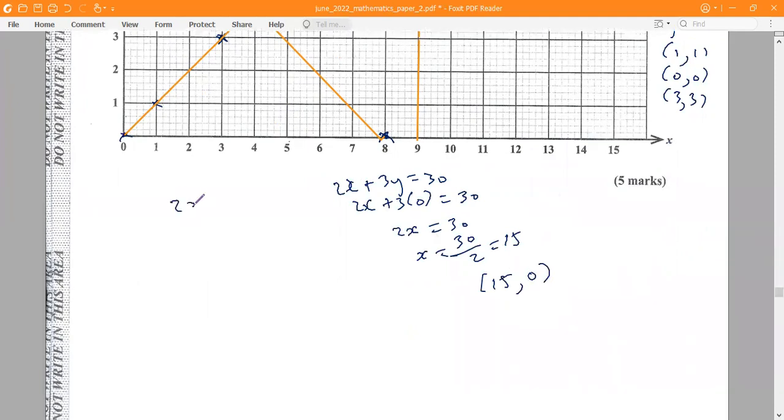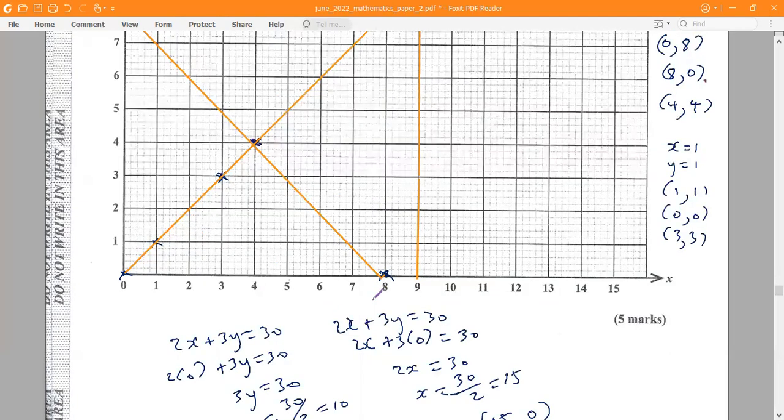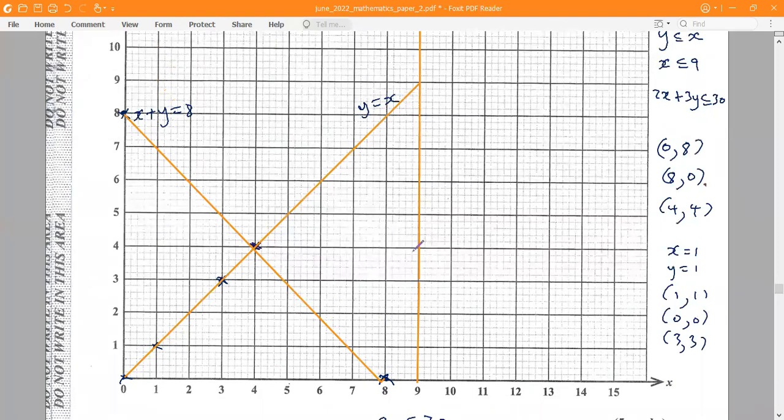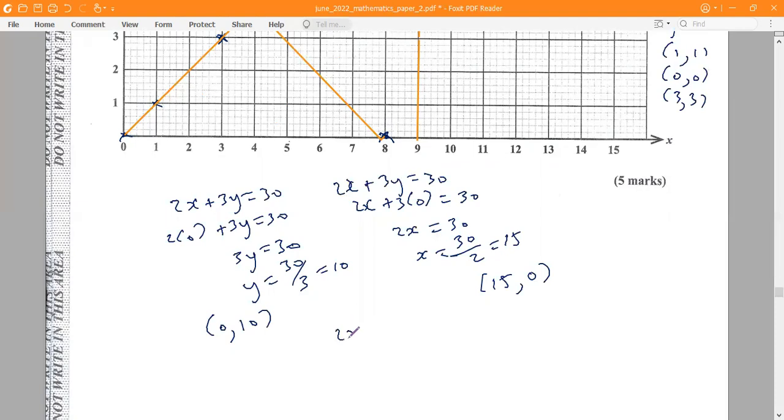Also, we could say x equals 0, which means 3y will be equal to 30, since 2 times 0 is 0. Divide both sides by 3, y is 10, which will give us the point 0, 10. All right, and we can throw in our third point. Let's say x equals 3.